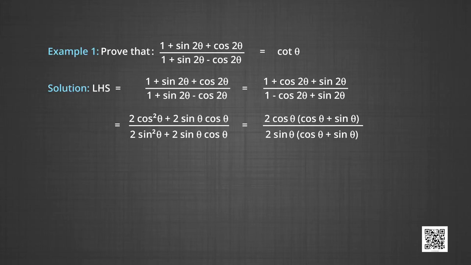Now, from the numerator, we will take out 2 cos theta common, and in the bracket, we will be left with cos theta plus sin theta. From the denominator, we will take out 2 sin theta common, and we will be left with cos theta plus sin theta in the bracket. After cancelling the non-zero terms from numerator and denominator, we get the left hand side is equal to cot theta, which is same as our right hand side.